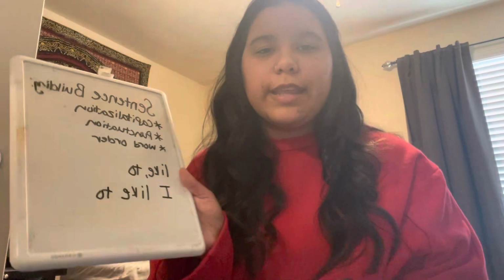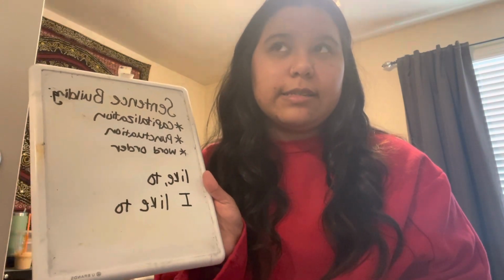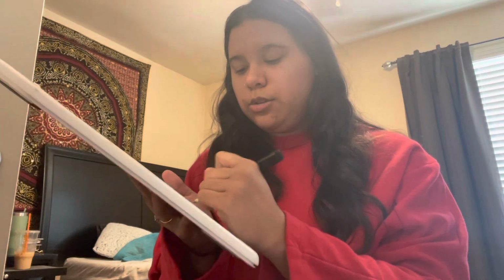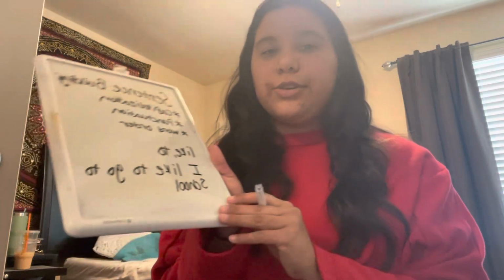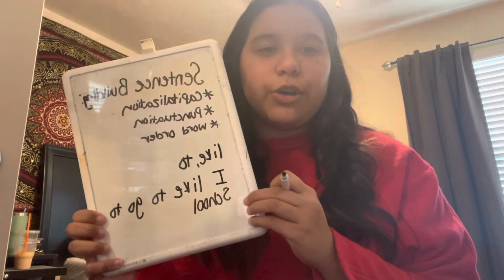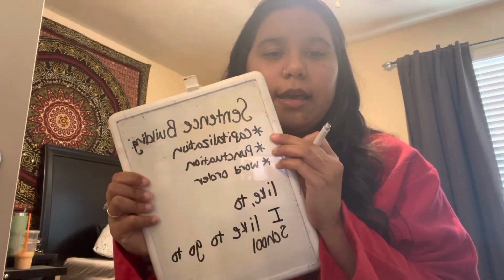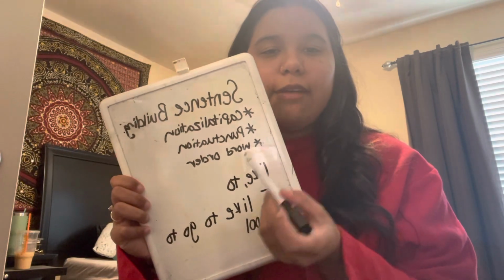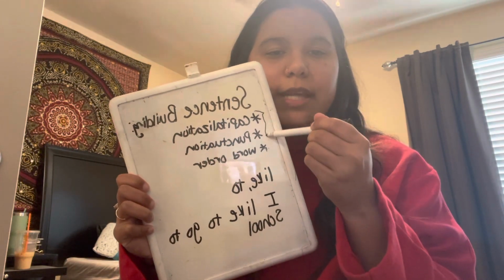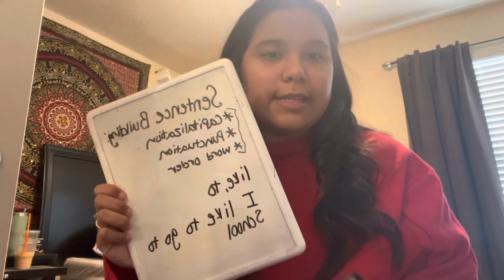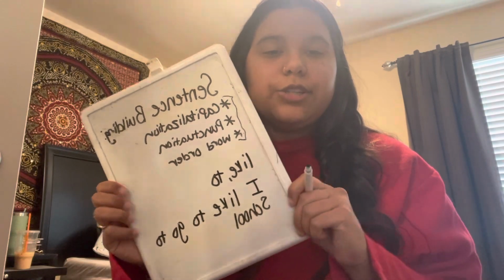to. Now what can I put for the rest of my sentence? I like to go to school. Go to school. So now my sentence says, I like to go to school. So now I need to look back at my sentence building chart and make sure that I have all of these requirements that go into making sure my sentence is easy to read for my readers.